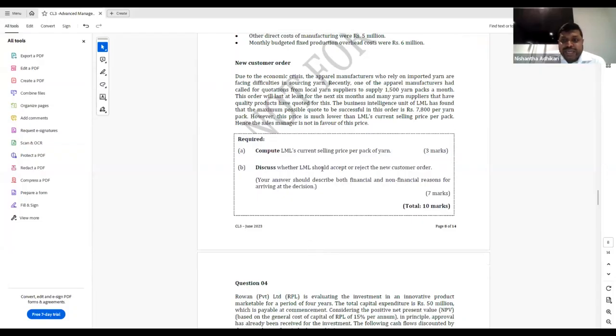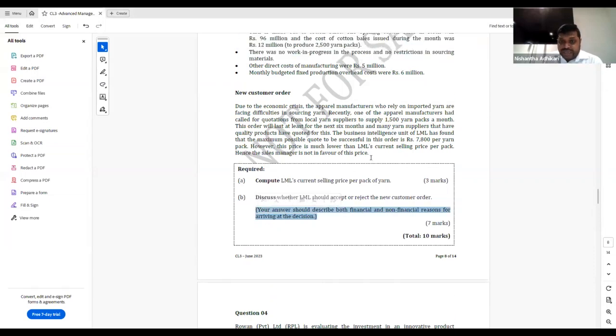Discuss whether LML should accept or reject the new customer order. Your answer should describe both financial and non-financial reasons for arriving at the decision. Right. From the financial perspective, the maximum price you can quote is 7,800. But your current selling price is 10,400. Based on current prices, you may not recommend selling this one.